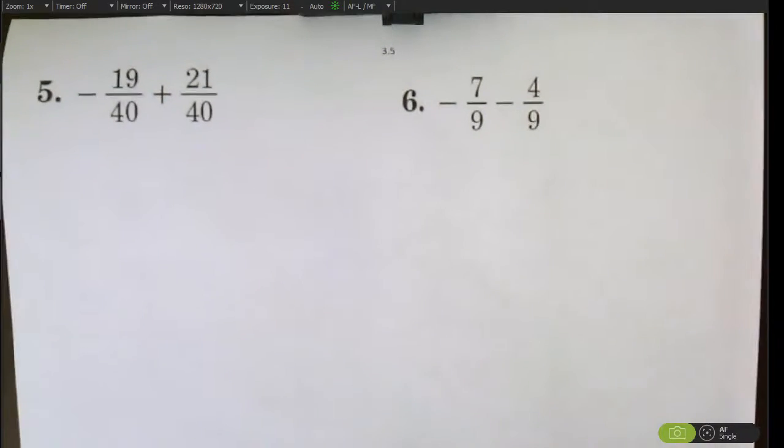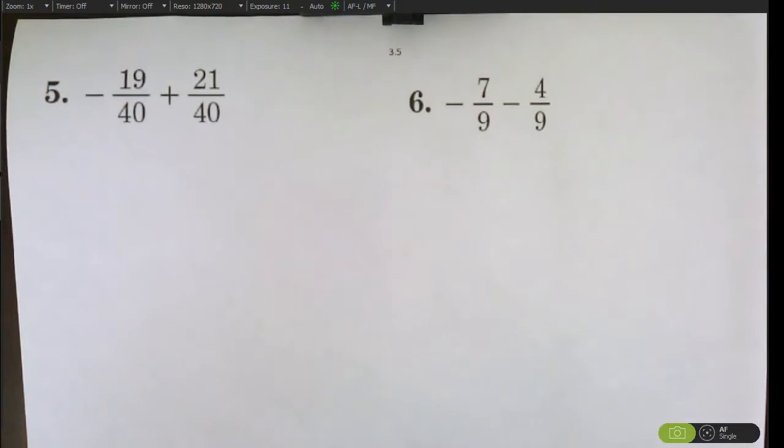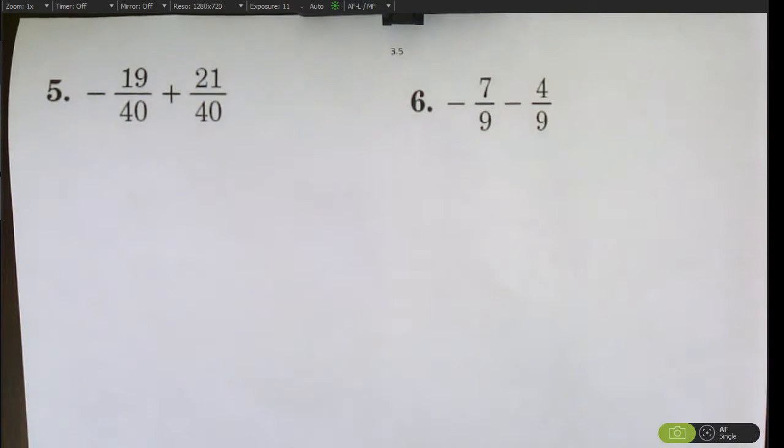Okay, so here we are at section 3.5, adding fractions with like denominators. So we spoke about this in class, that really adding and subtracting fractions with like denominators just means add the numerators because the denominators are already the same. We'll do common denominators tomorrow.